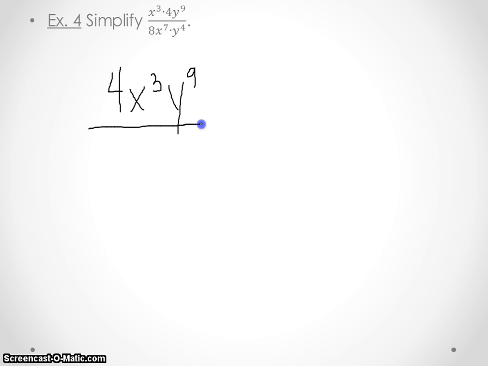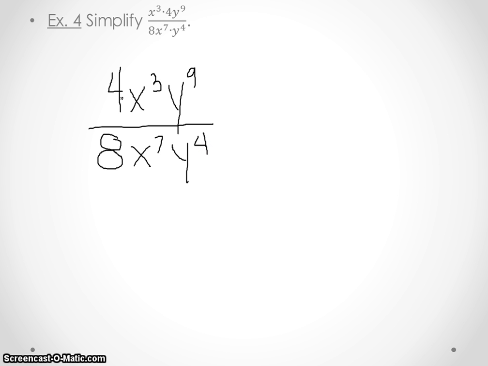And then downstairs, again, 8x to the 7th times y to the 4th. Can't really do anything with that. So I'm just going to keep my coefficient out front and then keep them in the same order. We always go alphabetically, just so you know. X to the 7th, y to the 4th downstairs.